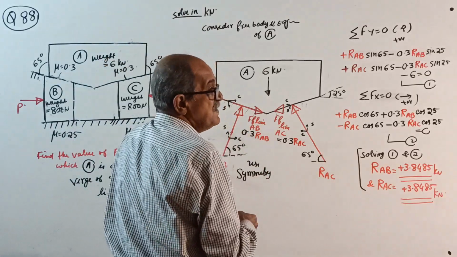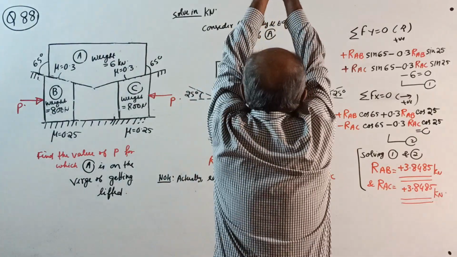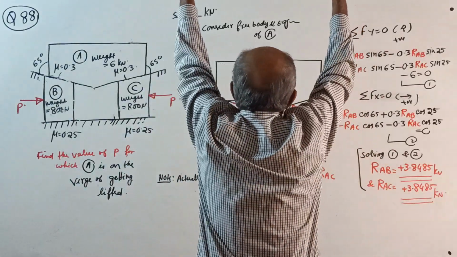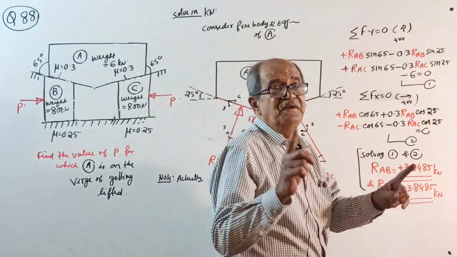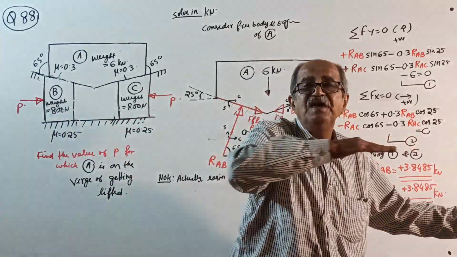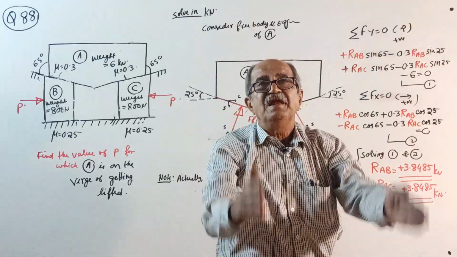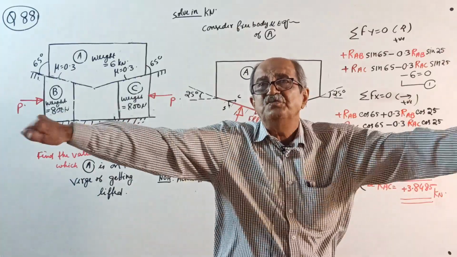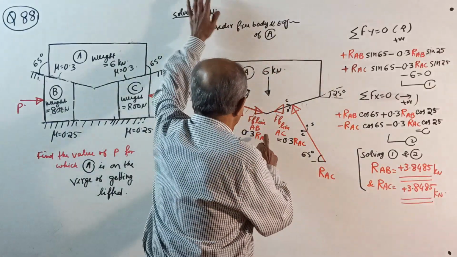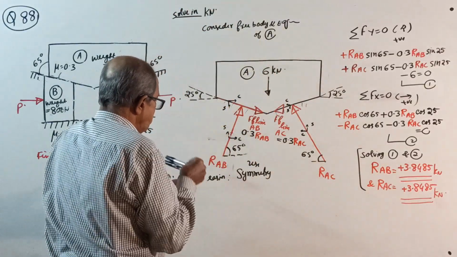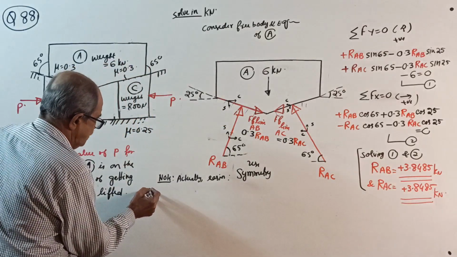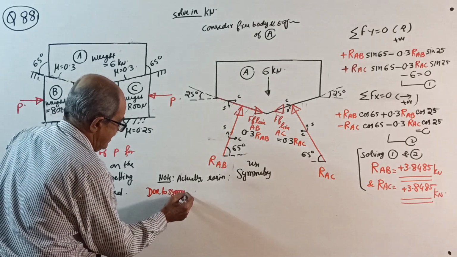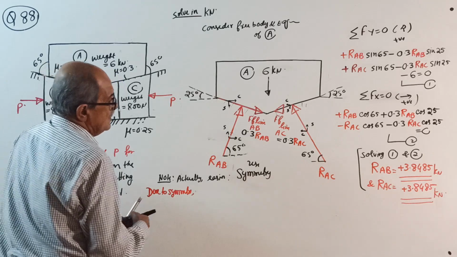Symmetry means, remember, vertical symmetry means both should be vertical. Horizontal symmetry means this way, not this way. This is vertical symmetry. Horizontal symmetry is not this way, it is this way or this way. Therefore, due to perfect symmetry, you can directly write what? You go that side.